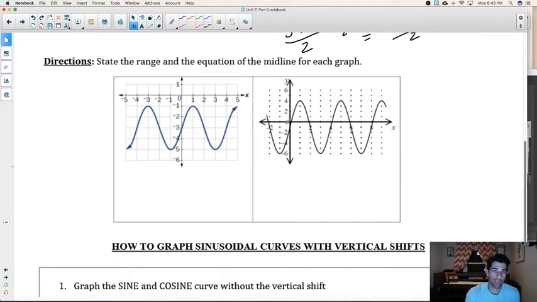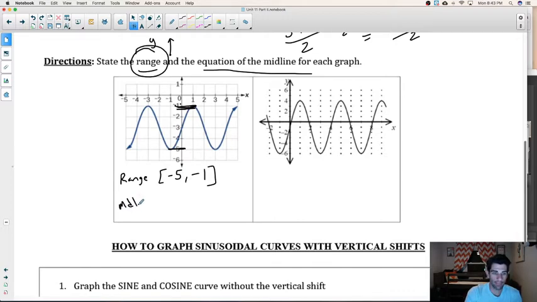So let's take a look at some examples. It says state the range and the equation of the midline for each graph. Again, I don't have the equation to just find the value of d, so I need to find it from the graph. Let's start with the range. The range is the y moving from the bottom of the graph up. The bottom of the graph on the y is at -5. The top of the graph on the y is -1. So the range goes from the lowest point, -5, to the highest point, -1. Now to find the midline, you take the max and the min, add them and divide by 2, which is -3. And that's right here, y equals -3. Pause, try the next one.